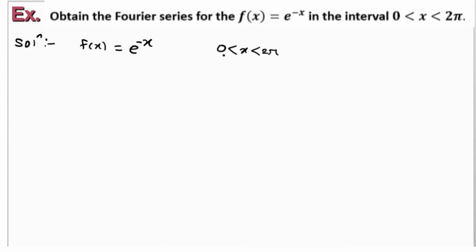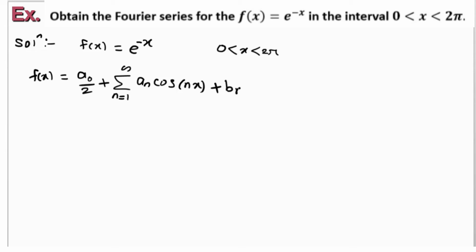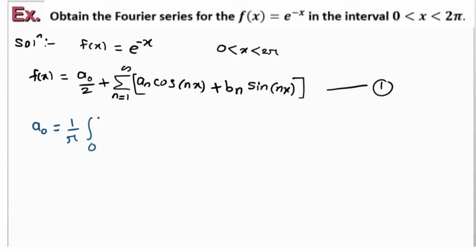So here the interval is 0 to 2 pi, that means the Fourier series formula for the function is a0 by 2 plus summation n varies from 1 to infinity an cos nx, plus bn sin nx. Now find these constants one by one. I will call this equation 1. So a naught is 1 upon pi integral 0 to 2 pi f of x dx.